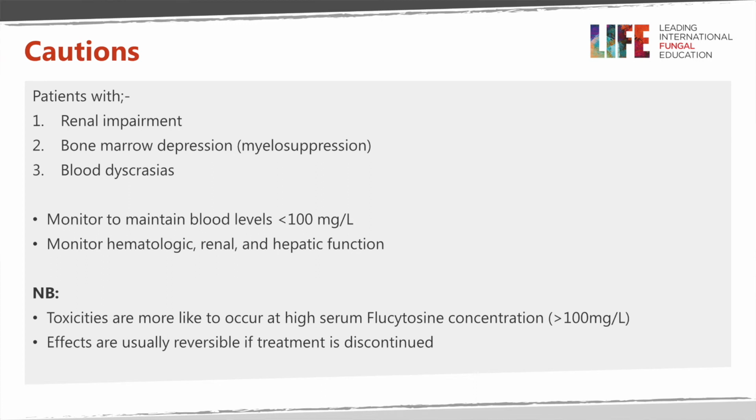So we should always monitor flucytosine levels and maintain the blood levels at less than 100 but above 25 to cater for either side. Then we monitor hematological, renal, and hepatic function at least every week. Toxicities are more likely to occur if serum levels are more than 100, and of course resistance if serum level is less than 25. And effects are usually reversible, as I've already said earlier on, if treatment is discontinued or the dose is reduced.